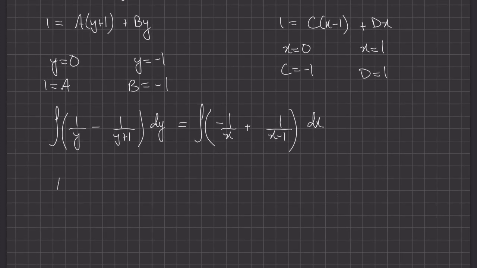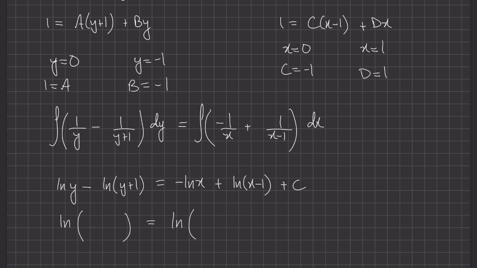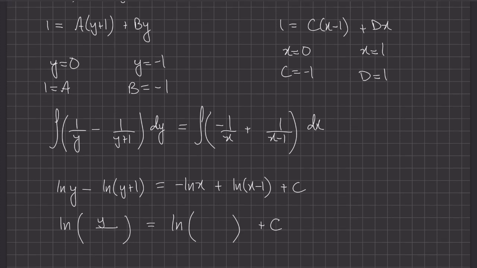Evaluation gives us ln y minus ln y plus 1 equals negative ln x plus ln x minus 1 plus c. Both sides can be simplified due to the logarithmic properties. If we have a subtraction sign between two ln terms, then they can be written as a single ln term with the values inside the brackets being divided.